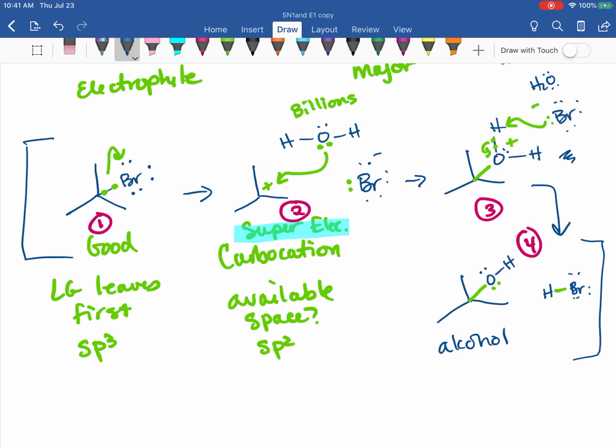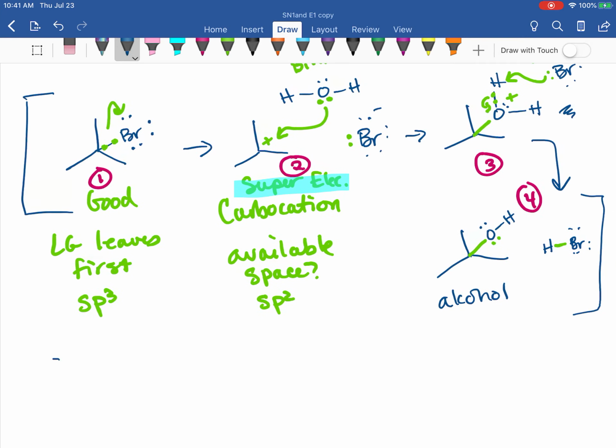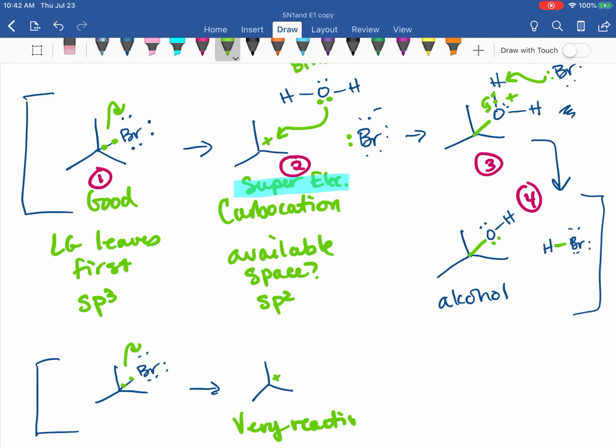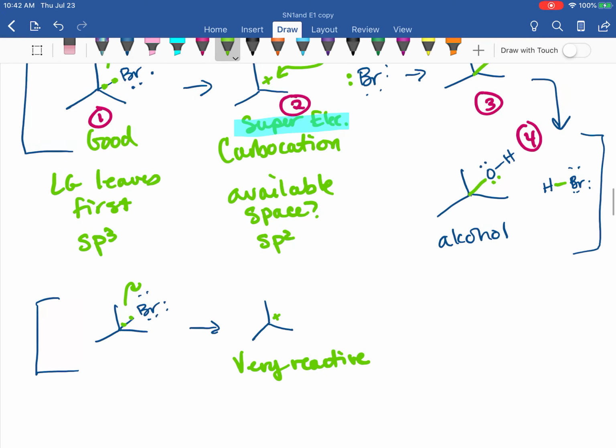Okay, but wait a second, I told you there's a competition. So how do you get the E product then? Well, we are going to start this whole process in the exact same place. Let's lose our leaving group. Now here is where an Sn1 and an E1 always go together. You have just made a very reactive carbocation.